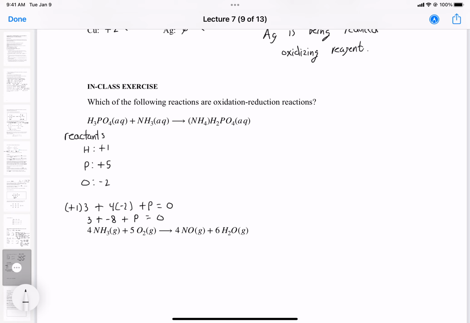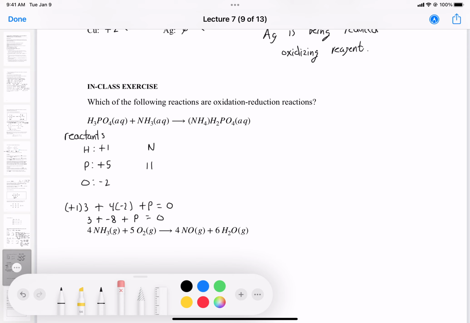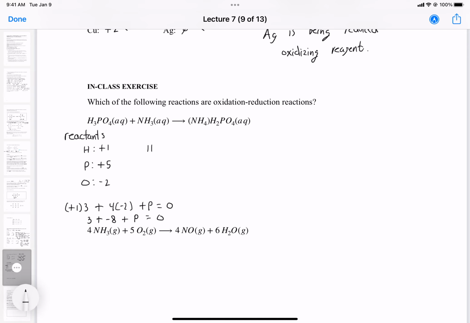Now, if we look at ammonia here, we have N and H. Maybe we should line up the H's so we can look at them. For the ammonia case, hydrogen is still +1, but nitrogen here will be -3, because nitrogen is more electronegative than hydrogen, so it'll have -3 to cancel out the +3 contributed from the +1 oxidation state of each hydrogen atom. Okay, so that's the reactants.